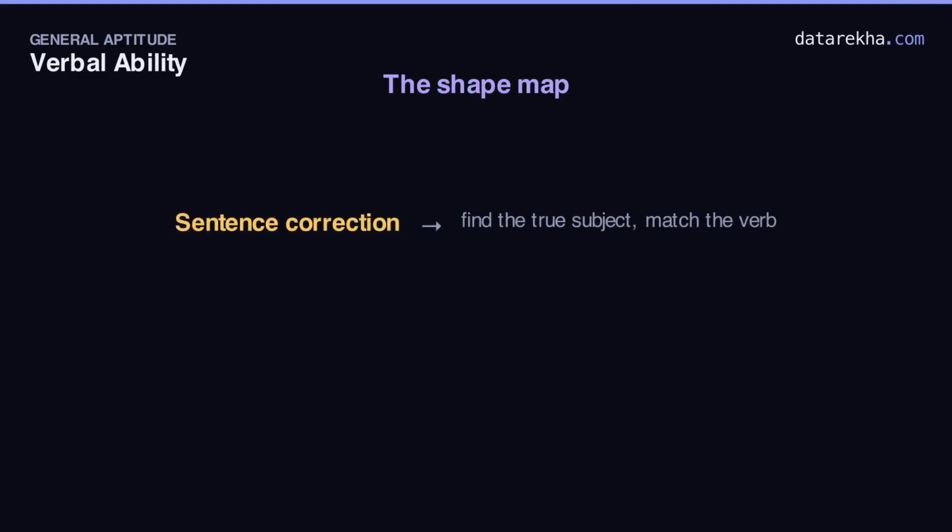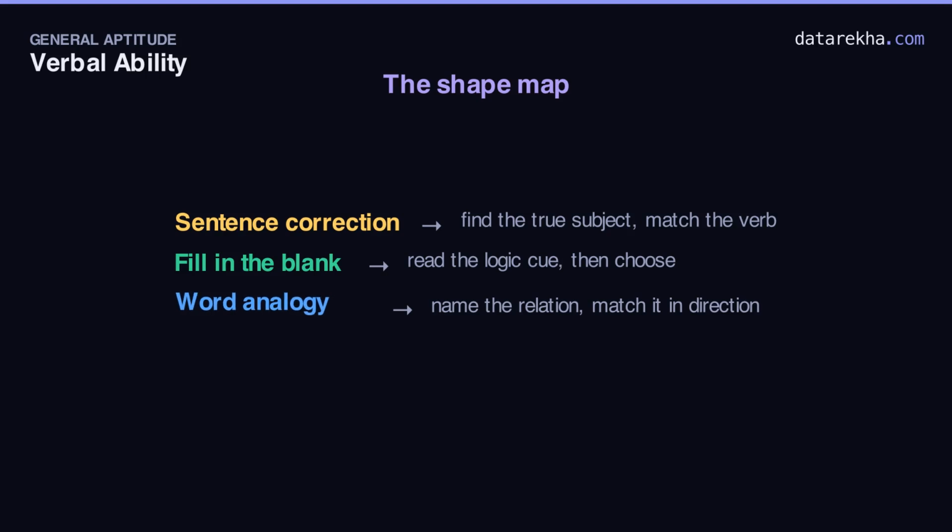Let's log the whole map in, each shape to its one-line method. Sentence correction. Find the true subject, then match the verb to it. Fill in the blank. Read the logic cue, contrast, cause, or addition. Then choose the word it demands. Word analogy. Name the relation in plain words and match it in kind and direction. Meaning in context. Let the sentence, not the dictionary, pick which meaning is live.